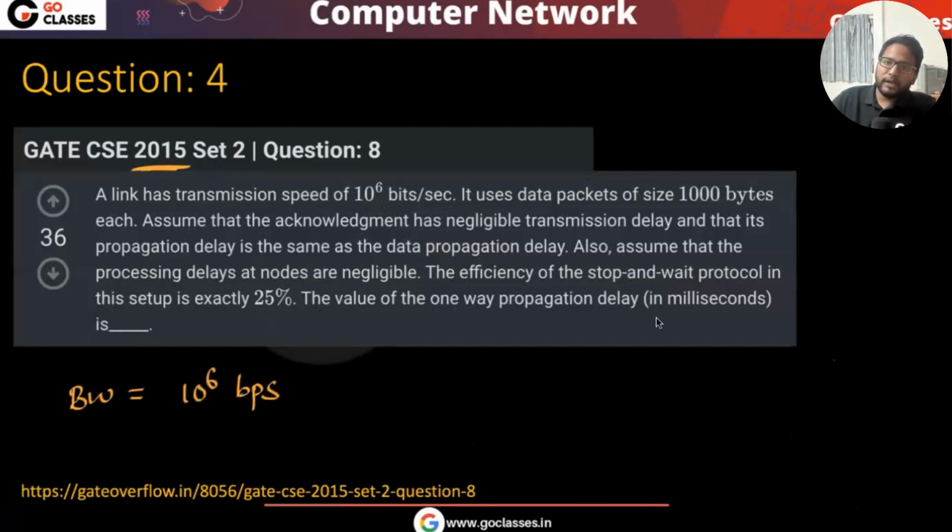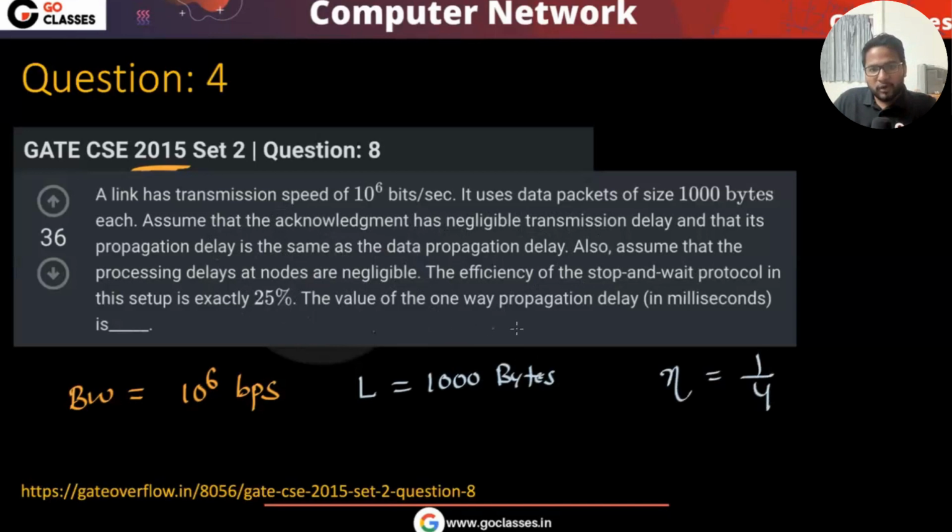Now, if it uses data packets of size 1000 bytes, which means L is 1000 bytes. Assume the acknowledgement has negligible transmission delay, and that its propagation delay is the same as the data propagation delay. Yeah, that's what we generally assume. Also assume the processing delay is negligible. The efficiency of stop and wait is exactly 25%. So efficiency is also given to us, which is 1/4.